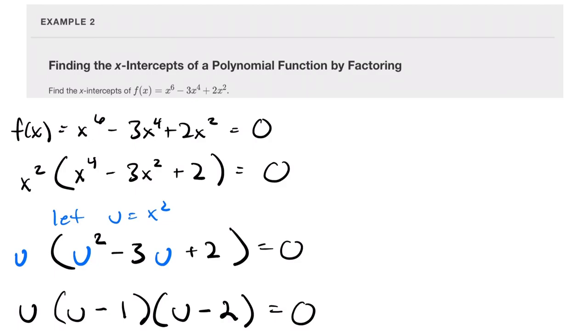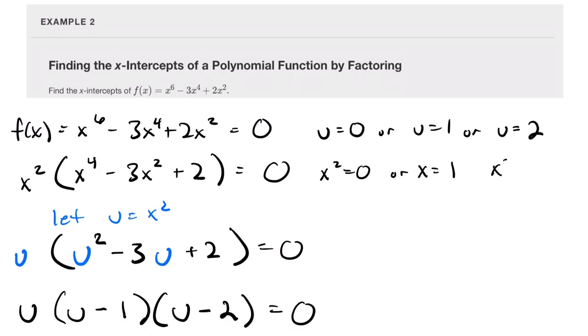Okay. So now that we have it in completely factored form, we get that u equals 0, or u equals 1, or u equals 2. Right? And then we need to back substitute. So this means x squared equals 0, x squared equals 1, or x squared equals 2.